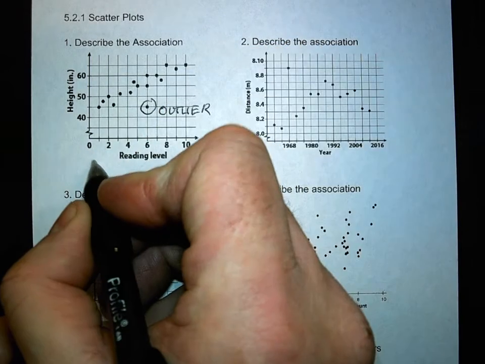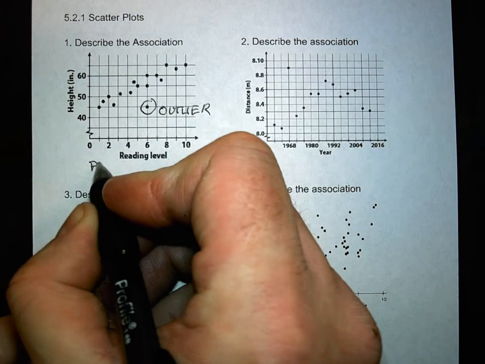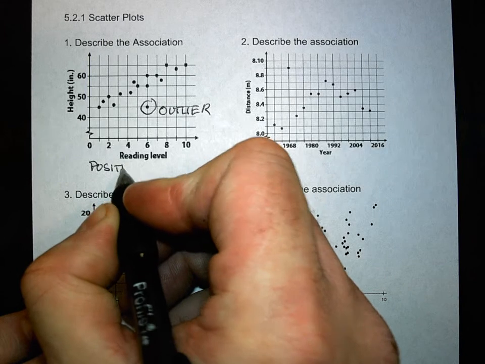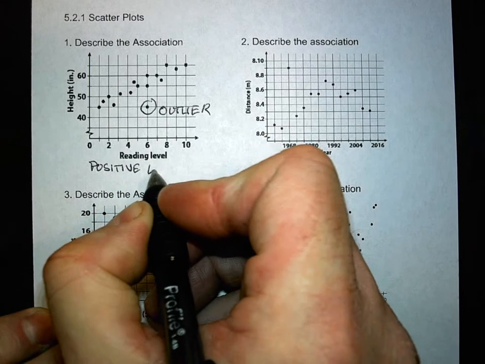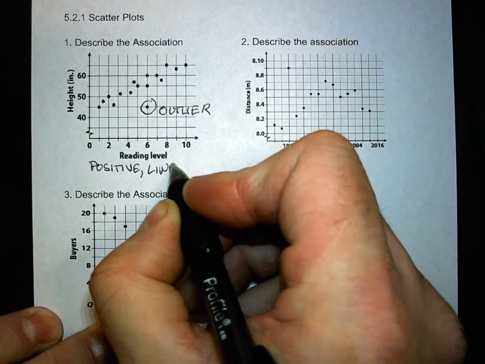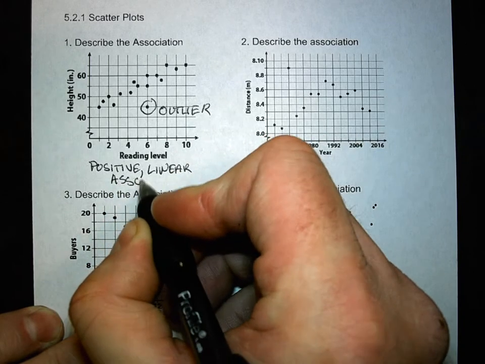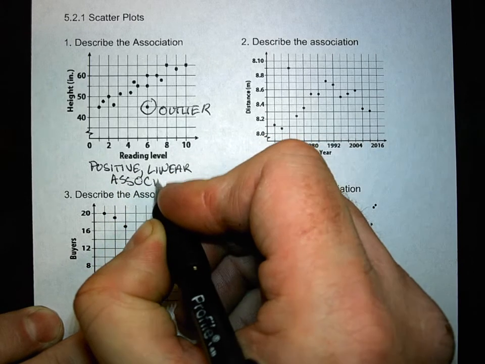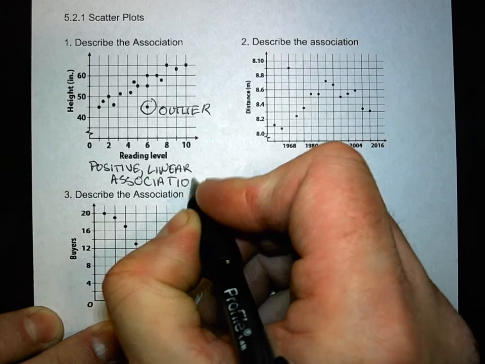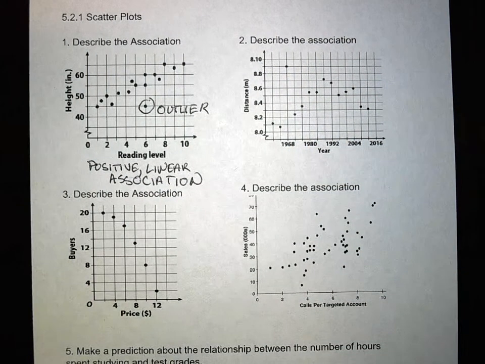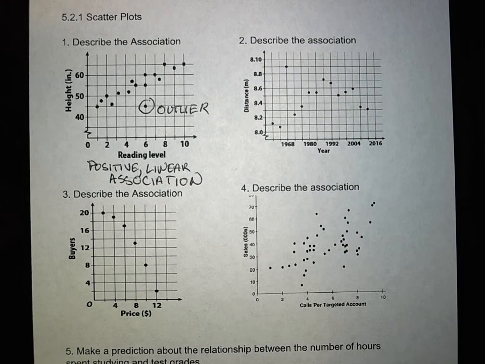So here is roughly a positive linear association. Positive linear association. Why is it so long? We have to write association. PLA. Yeah, PLA.